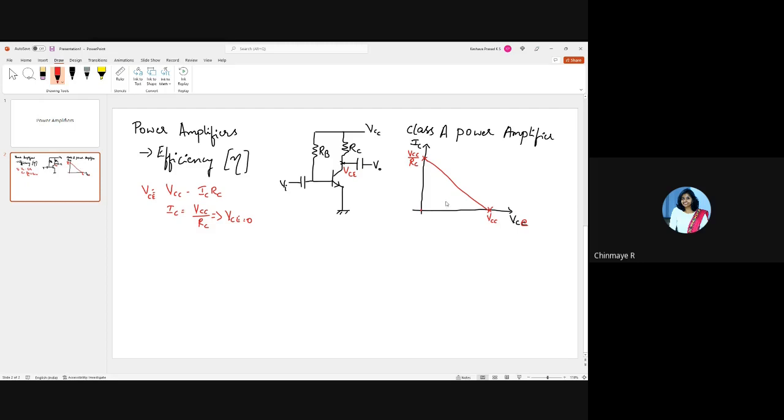So now, look at this load line. Where do you think that I should fix the Q point, the operating point of this, so that I get the maximum output swing?